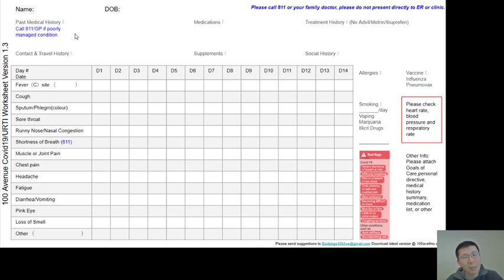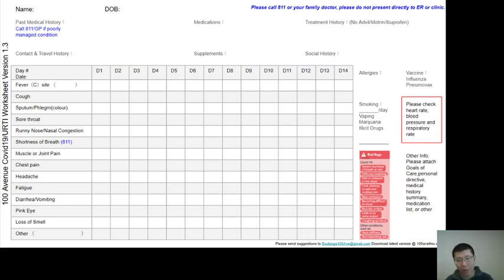One of the most basic pieces that we need to know is your past medical history. And here is something that we often encounter. We ask a patient, do you have any medical conditions? They say, no, I'm healthy. And then we ask them what medications they take, and they take out a whole bag of medications.